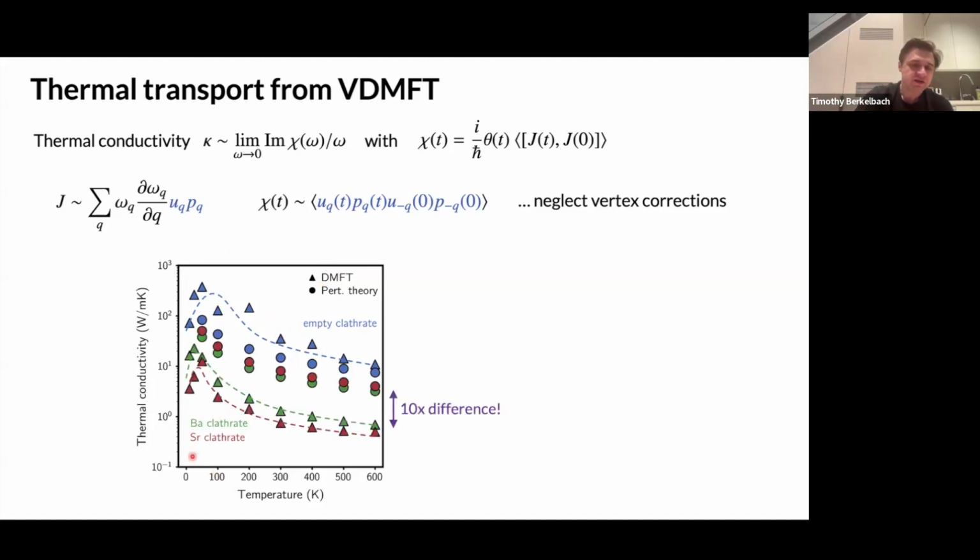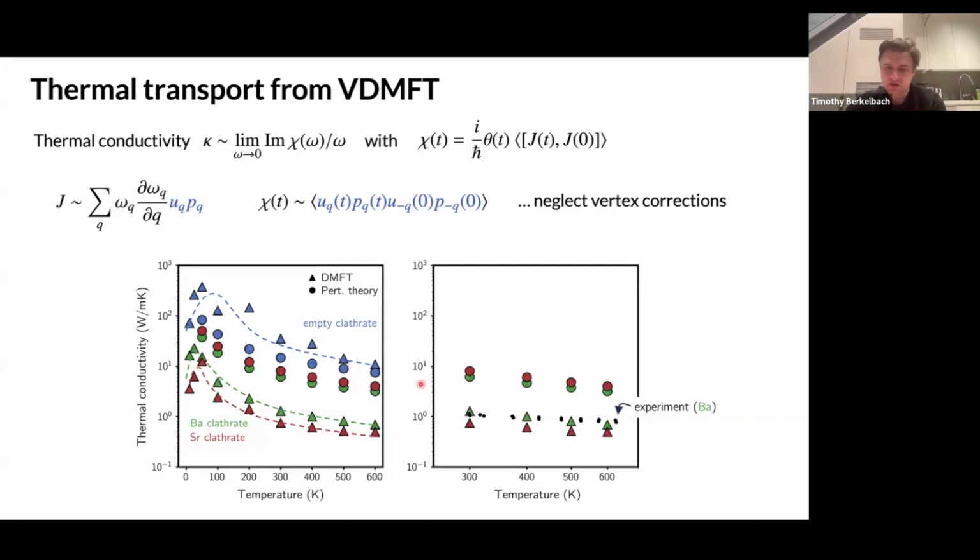But if I show you the filled Clathrates filled with either barium or strontium, I get the conductivities that I show here. Green is barium, red is strontium. Again, the circles up here are the results from perturbation theory, whereas the triangles down here are what you get from dynamical mean field theory. So there's something like a factor of 10 difference in the conductivity, with DMFT predicting a much lower conductivity than one can predict by just doing perturbation theory in the phonon anharmonicity.